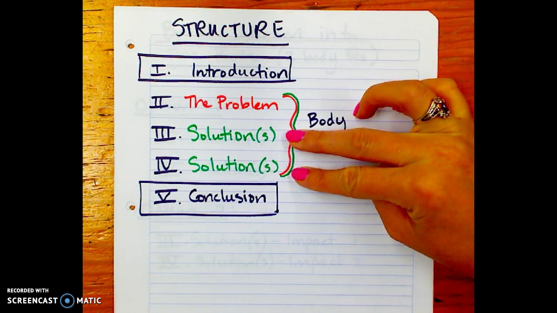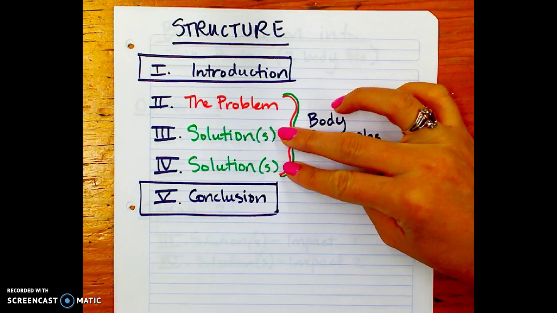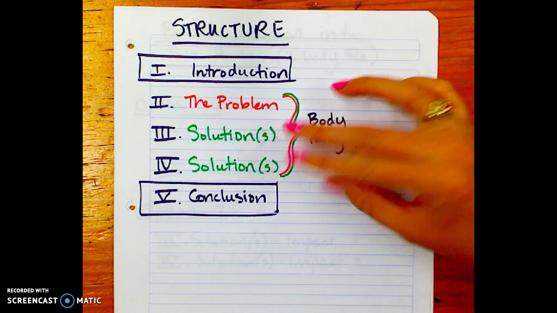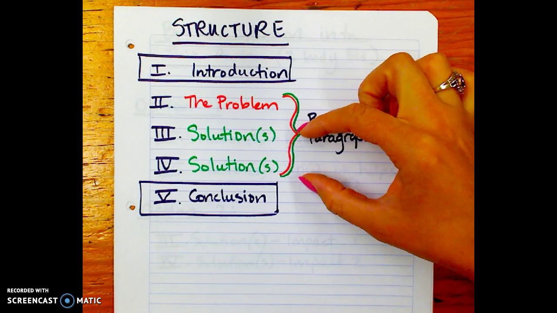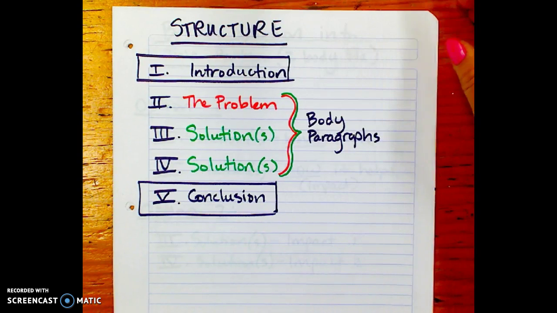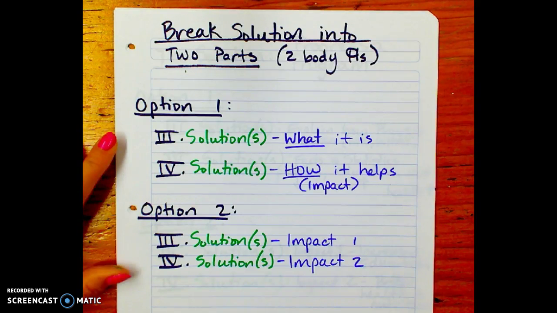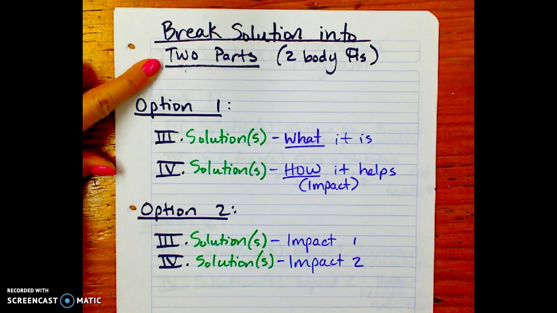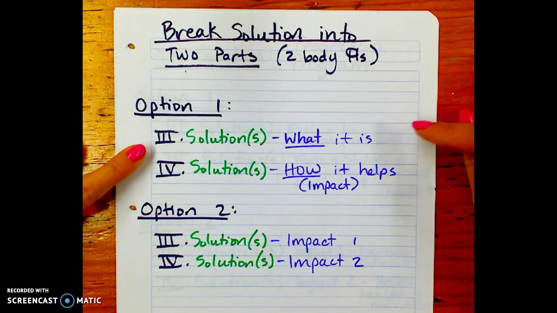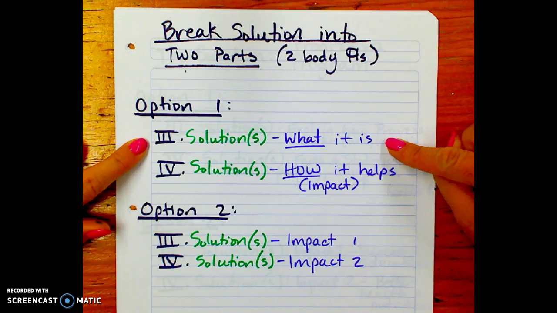So there's lots of ways to decide how to break up these two paragraphs with your information and break that information into two paragraphs' worth. Okay, so here's a few examples of what you could do to break the solution into two parts, two body paragraphs, your option one and option two.